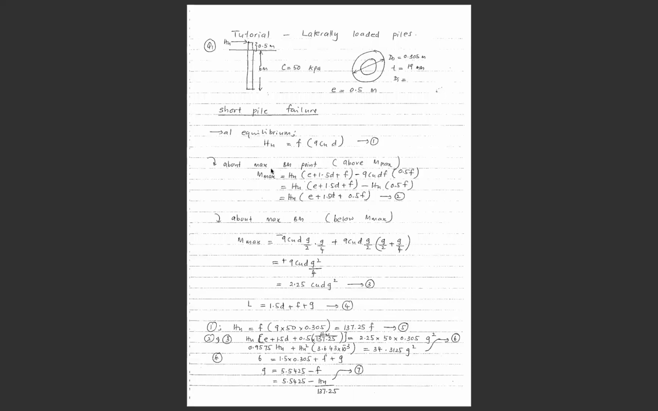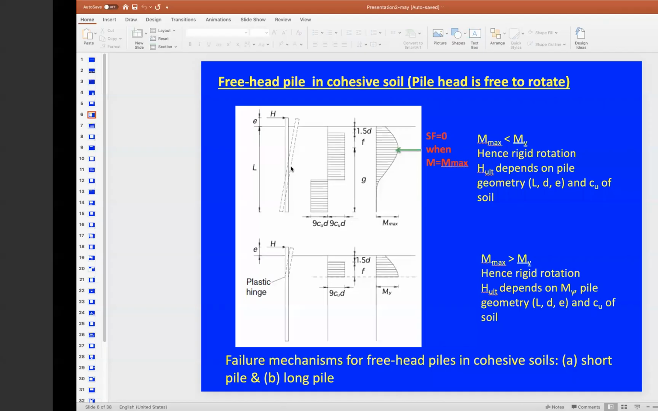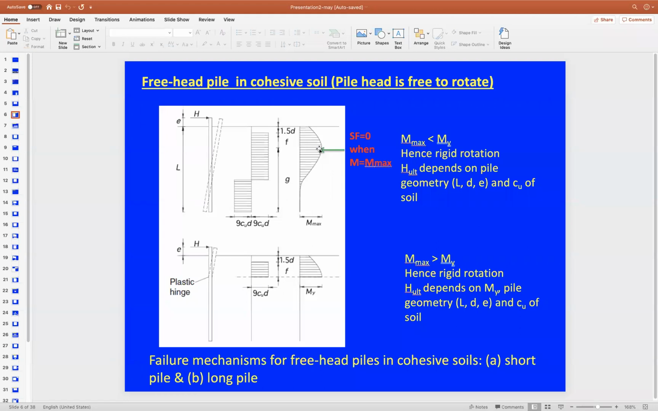Now we need to find another equation from the sum of the moments at certain points. So what's the point we took here? We took the point of the maximum bending moment. The maximum bending moment on the system is at this point here, which is exactly at the depth 1.5d plus F from the ground level. So at this point, we have the maximum bending moment.